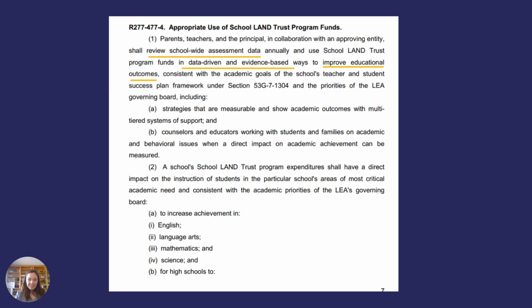So when the legislature created school community councils, they wanted school community councils to do some very specific things. So here's how the trust land distribution is supposed to be spent. It says parents, teachers, and the principal, in collaboration with an approving entity, shall review school-wide assessment data annually. So every year review assessments and use the School Land Trust Program funds in a data-driven and evidence-based way to improve educational outcomes, consistent with the academic goals of the school's teacher and student success plan framework and the priorities of the LEA governing board.